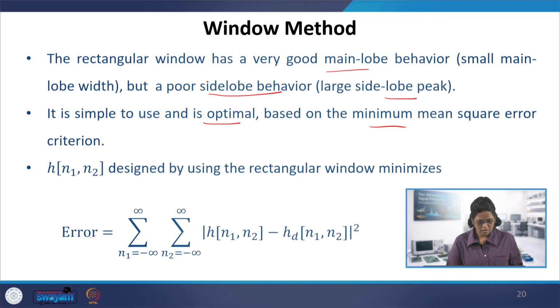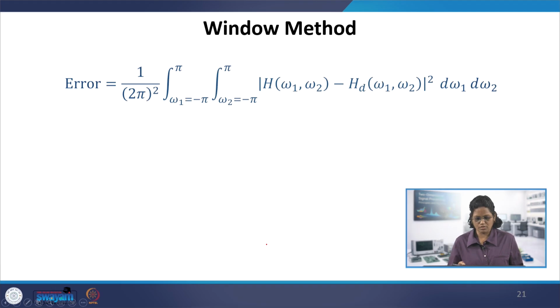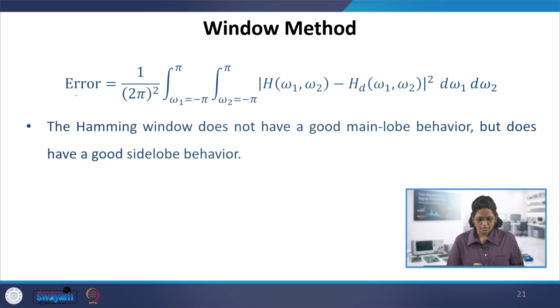So the error between the impulse responses of the actual one and the desired one, and its square. If we take the square of it, the summation, the error is computed. The same thing can be expressed in terms of the frequency domain also, which is the integral of the squared magnitude of H of omega 1, omega 2 minus Hd of omega 1, omega 2, with d omega 1 d omega 2. But this error needs to be made minimum. This way the rectangular window helps in getting the minimum error.